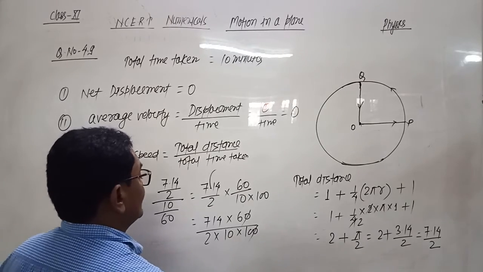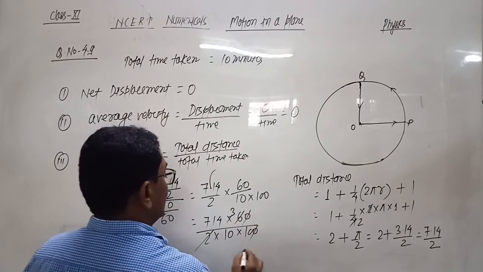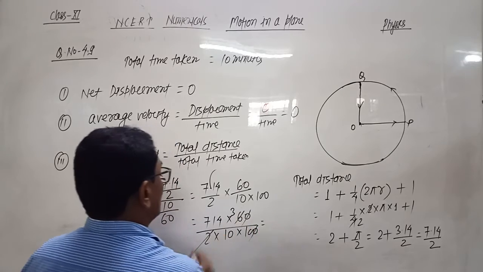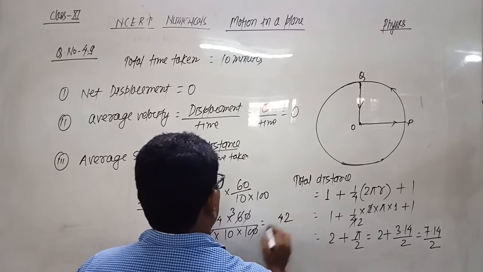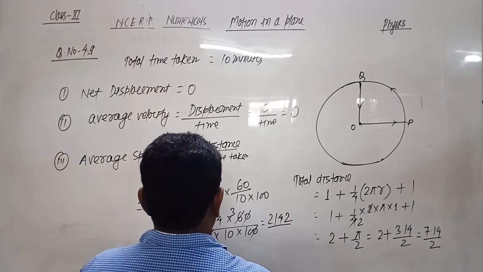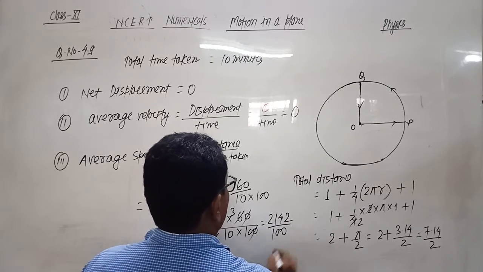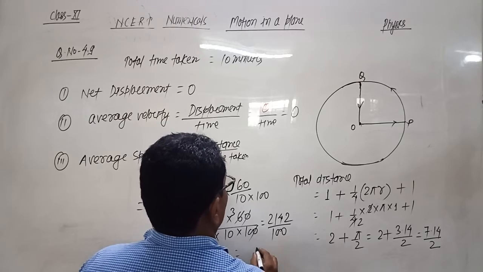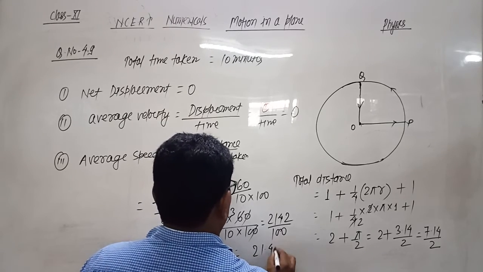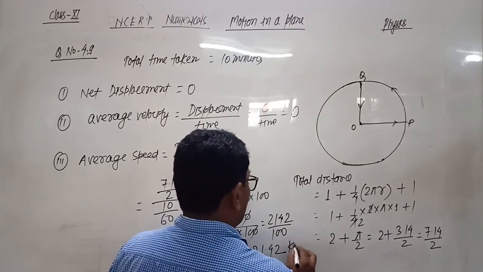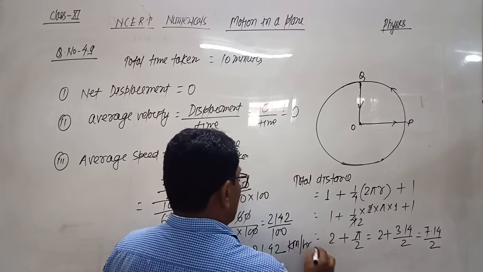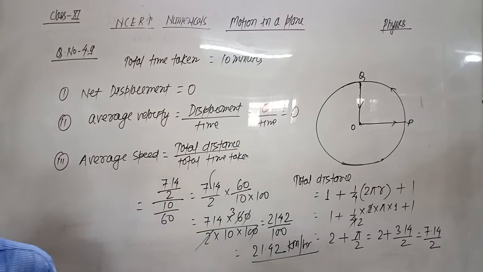The 10 gets cancelled, and 2 threes are 6. So we get 714 into 3, which is 2142. 2142 upon 100 is 21.42, and the unit is kilometer per hour. So this is the average speed of the cyclist.